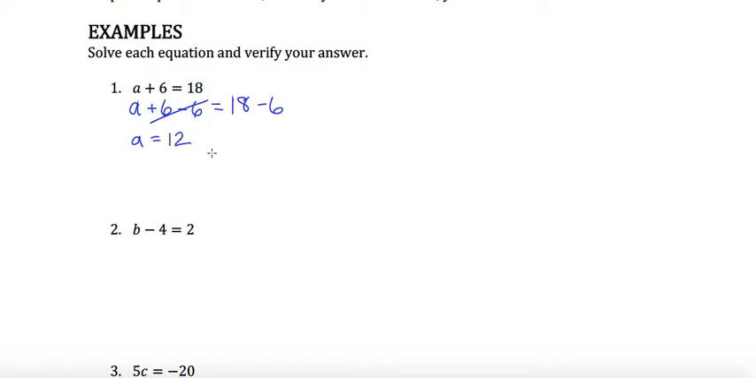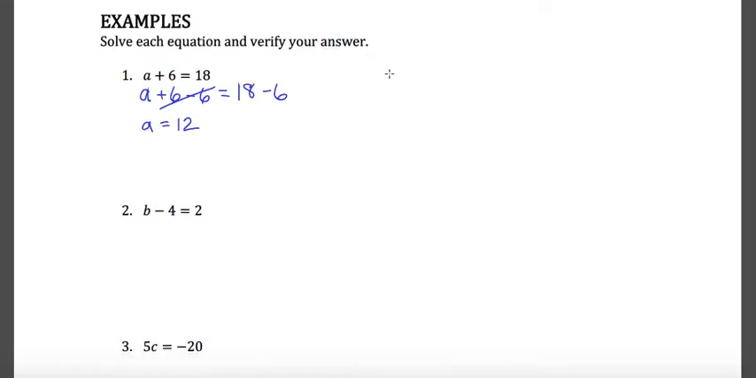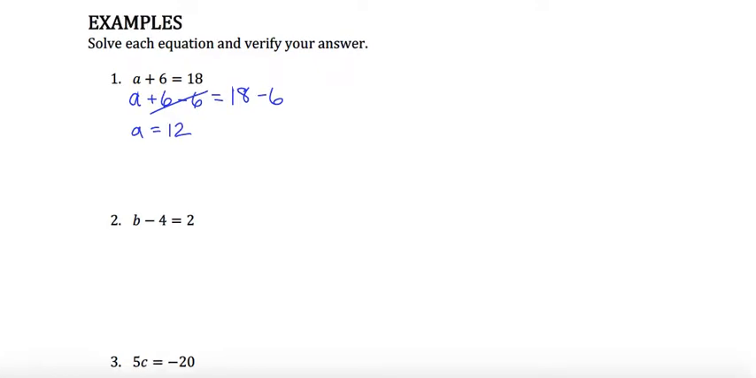Now that we've solved the equation, we can verify our answer. We do that by what's called a left side, right side check. We're going to break up this equation into the left side of the equal sign versus the right side of the equal sign. On the left side of the equal sign, I have a plus 6, and on the right side of my equal sign, I have 18.